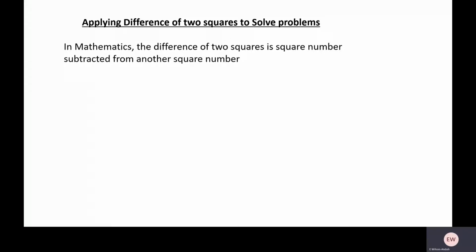Let's look at some examples of square numbers. So we have 1, 4, 9, 16, 25, and so on. Now, why do we call these square numbers?